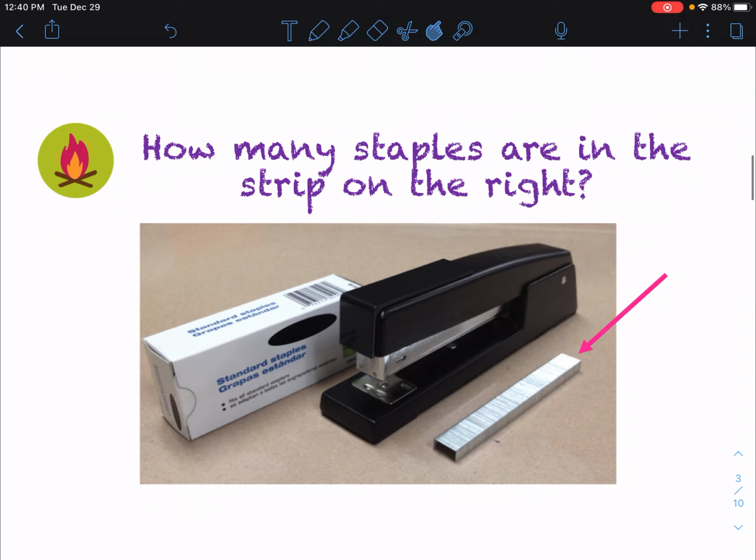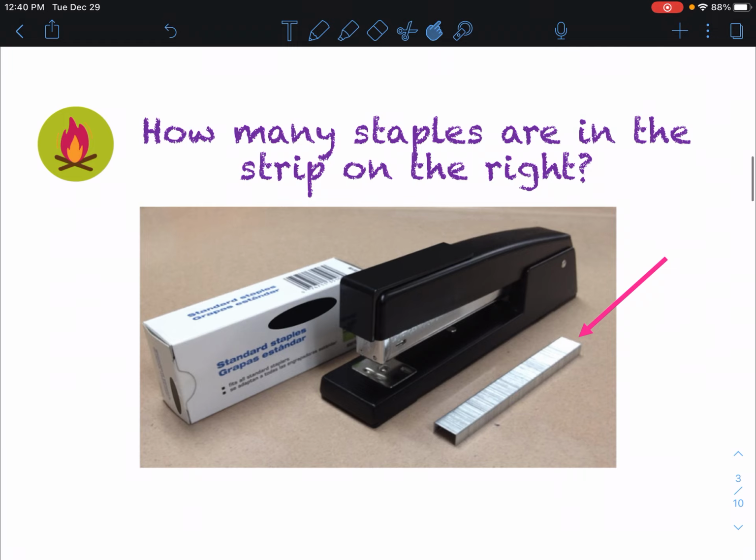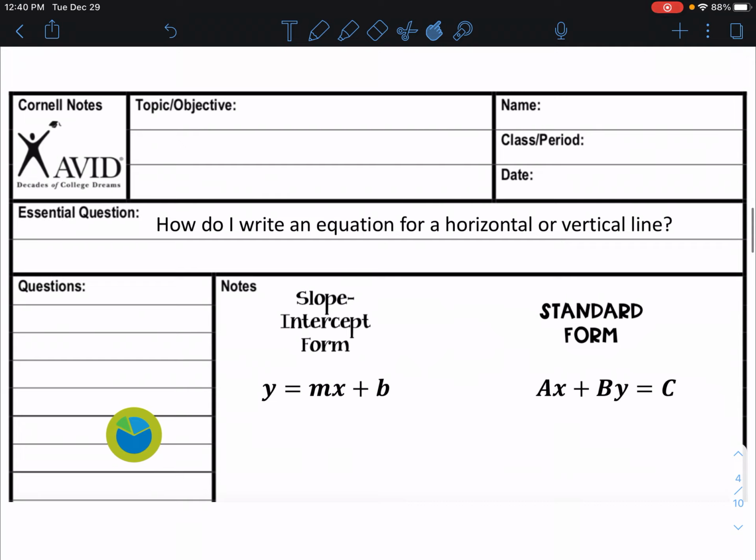All right, to get us going here today, take a look at this picture. How many staples are in the strip on the right there? We'll pause here. Okay, so once again, how do I write an equation for a horizontal or vertical line? That's what we're going to learn today.